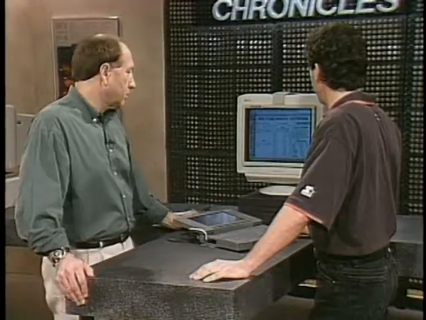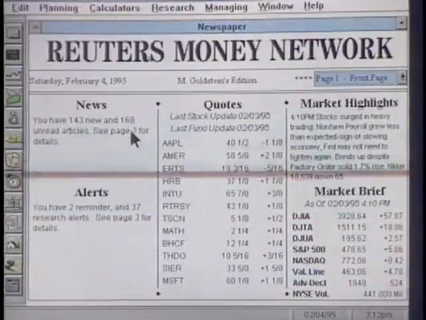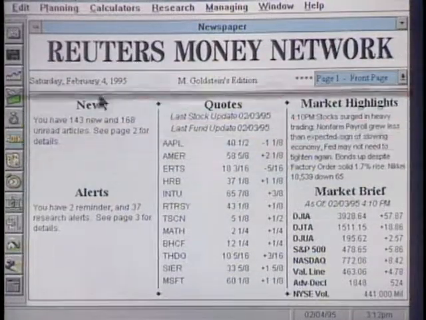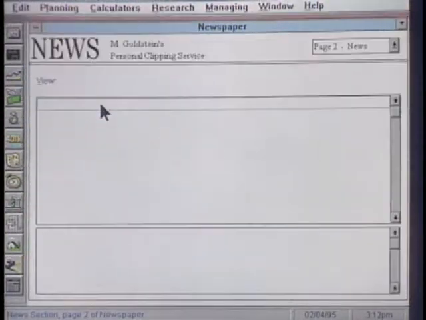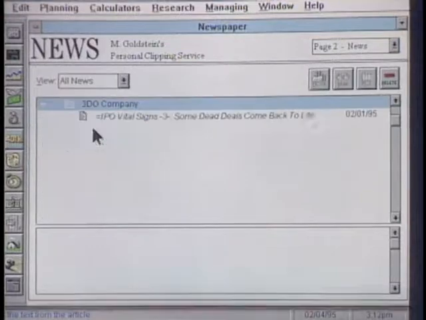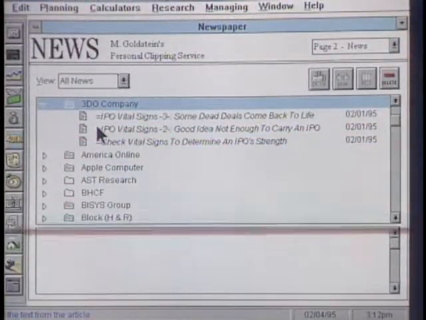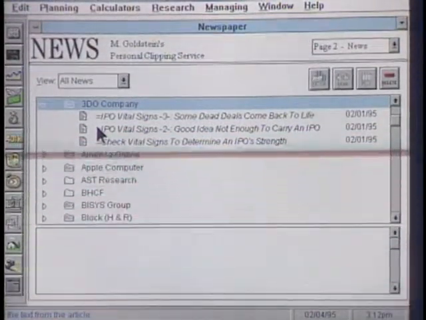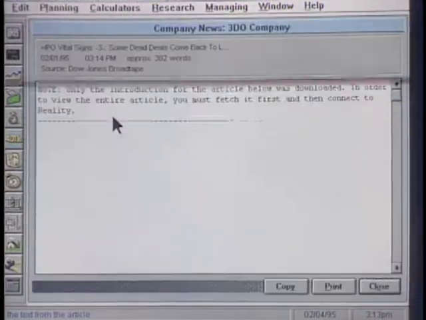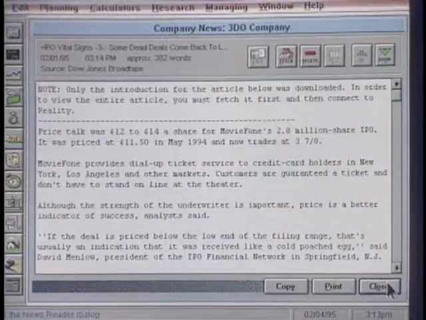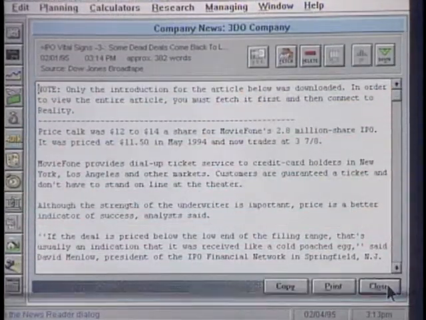Right. So for example here on your Reuters Money Network page, you've got your quote list. You can jump right into news. And for instance, one of the companies you might be following might be 3DO. And you're pulling down news from Reuters, from Dow Jones, from various other sources about stories about 3DO that were in the news. But again, there's an agent that's doing this automatically, you're telling me? Right, so you don't have to do anything.